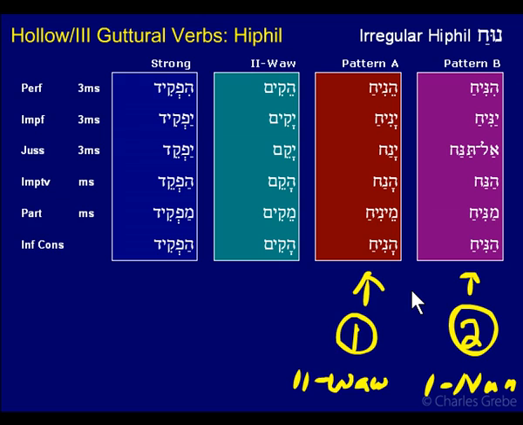The third guttural in both the patterns causes either the furtive patach to show up if there's a mater, or it changes the I vowel to a patach. The front end is either second vav or first nun, depending on which pattern you're dealing with. So that's it for hollow verbs. They're a little different. They drop the middle sometimes, but they're important because they're quite common. So there you have the hollow verbs.